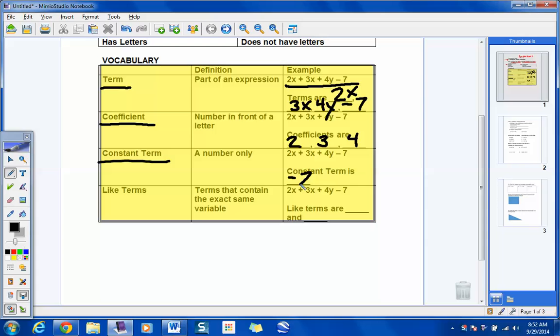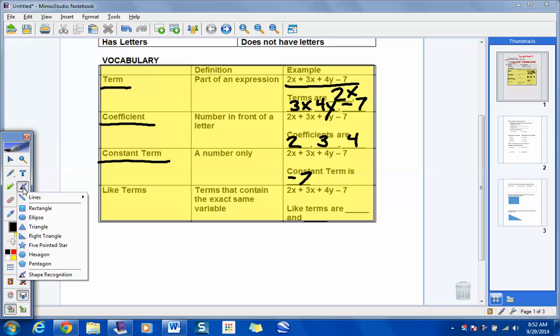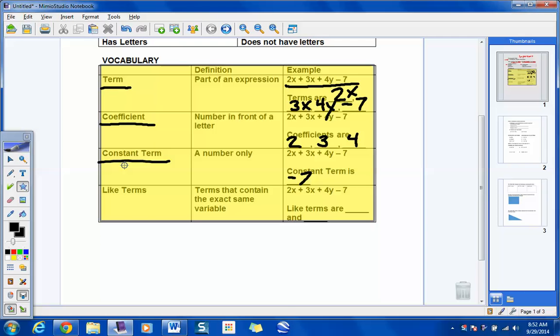Okay? And then the last part of this, guys, is to say like terms. All right? Now, the definition for like terms, in this part right here, this part's going to be very, very, very important. This is a biggie, okay? Terms that contain the exact same variable. Any terms up here that contain the exact same variable? 2x and 3x.